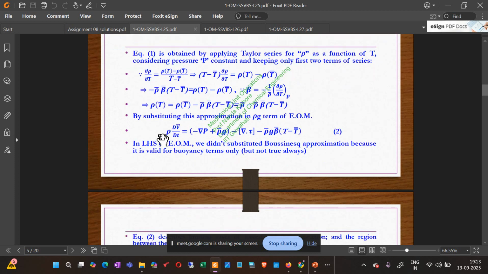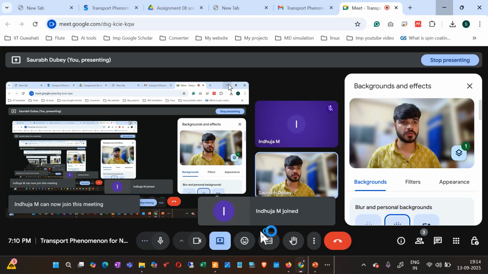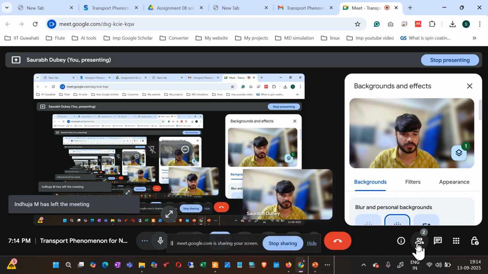If you see this, the equation of motion, that is the Navier-Stokes equation, or rather Cauchy's equation of motion, includes this body force term. And this body force term depends on the temperature, so the temperature diffusion equation and this equation of motion get coupled through this particular term in the case of a natural convection problem, right?